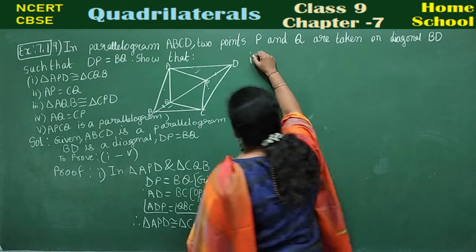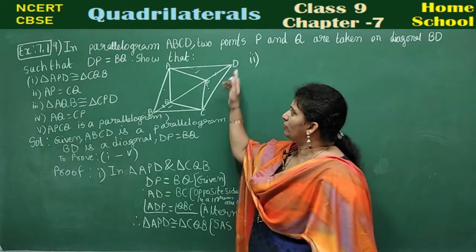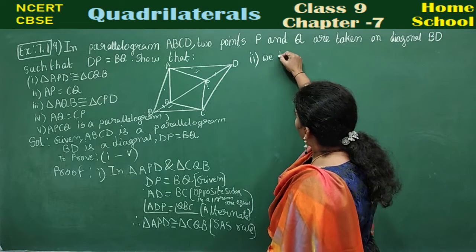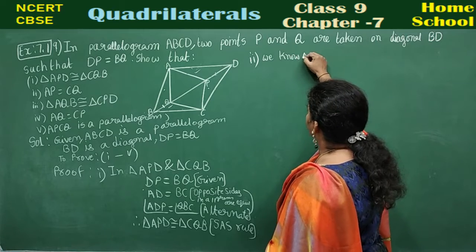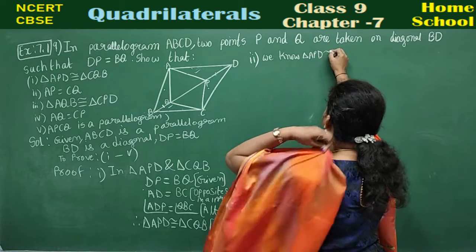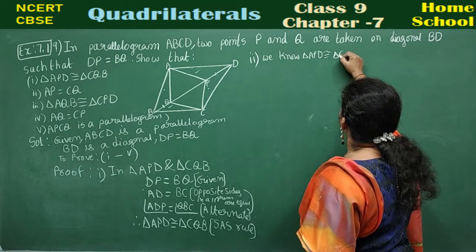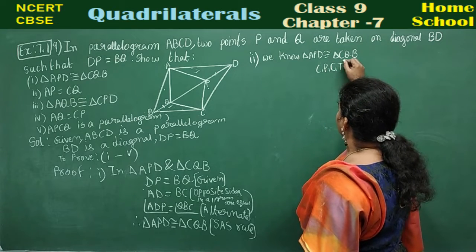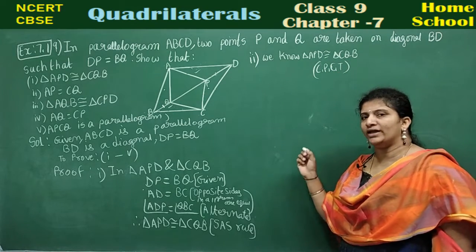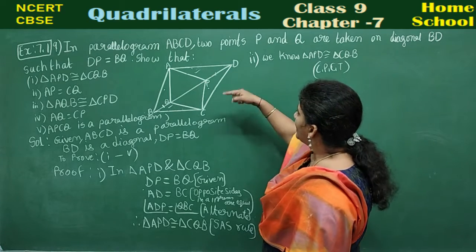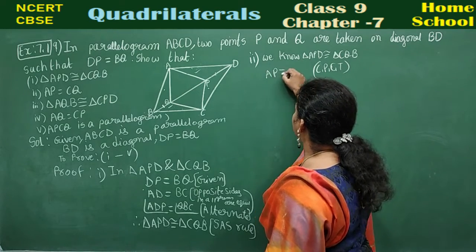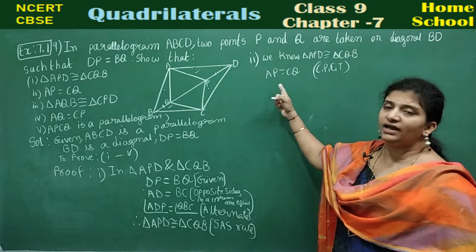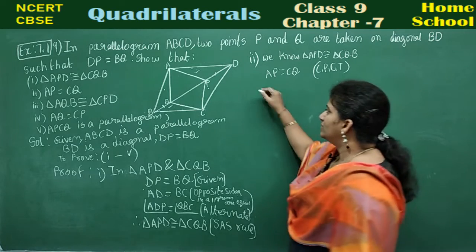Second one. Let me go with the second proof. I need to prove AP is equal to CQ. We know by the above that triangle APD is congruent to triangle CQB. Therefore, by CPCT, corresponding parts of congruent triangles, I can equate that. That is, AP is equal to CQ. If two triangles are congruent, by CPCT corresponding sides are equal. Start the third one.